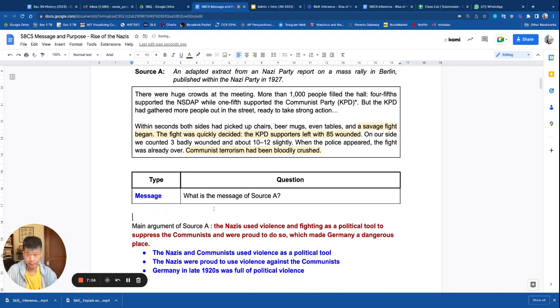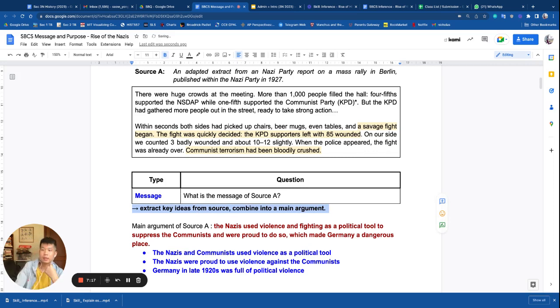So maybe you can write this down here. The trick is to extract key ideas from the source and combine them into a main argument. So if I were to give you a one sentence approach, one sentence tactic, one sentence strategy on how to do message, it is: look at the source, read the source, interpret the source, extract out the key ideas, weave it and craft it and combine it and merge it into a main argument.